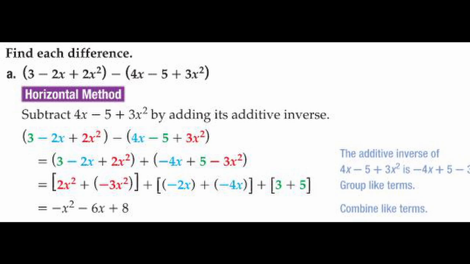Just combine like terms. We have 2x squared plus negative 3x squared, which gives us negative x squared. The second bracket, we have negative 2x plus negative 4x. That's a negative 6x. And then 3 plus 5 is 8. And then your final answer is negative x squared minus 6x plus 8. It's already written in the correct order because of the way we grouped it.